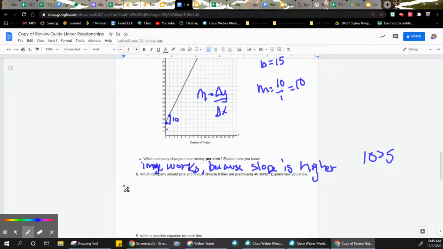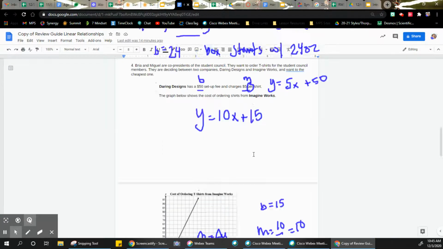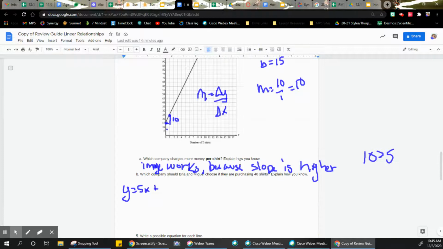So our first equation is y equals 5x plus, I believe it was 50, right? Yep. And our second one is y equals 10x plus 15. If I'm ordering 40 shirts, that's going to be my x value. So I need to plug it in for x.